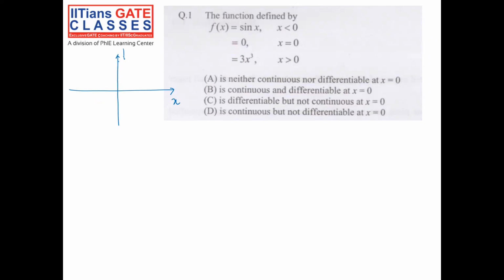X, f of x. So after 0, the function is behaving like a cubic parabola, so I'll draw a cubic parabola here. And at 0, the value of the function is 0. And below 0, the function behaves like a sine function, so maybe something like this. This is just to give you an overall idea of how the given function looks.